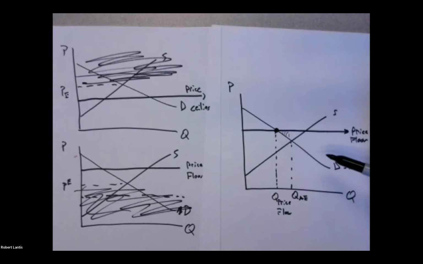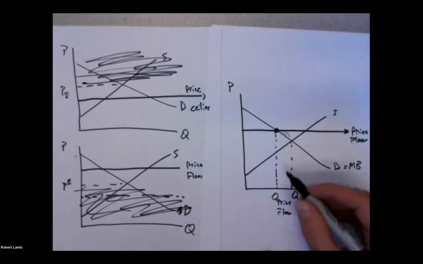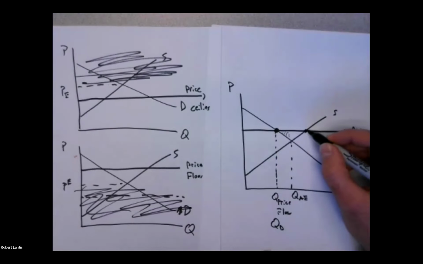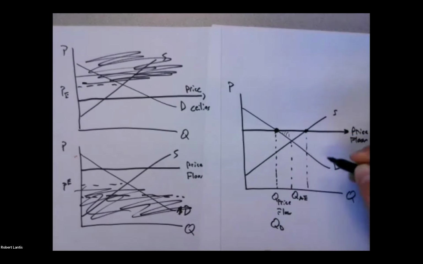Okay. What's going to be true at this price floor? Well, our quantity demanded at this price is now less than our quantity supplied.